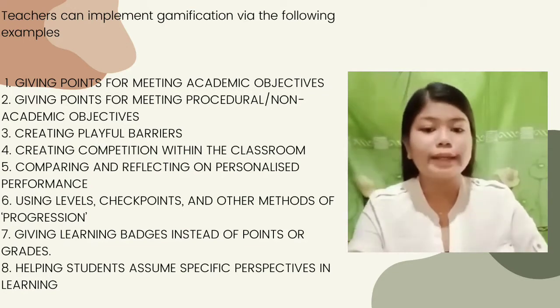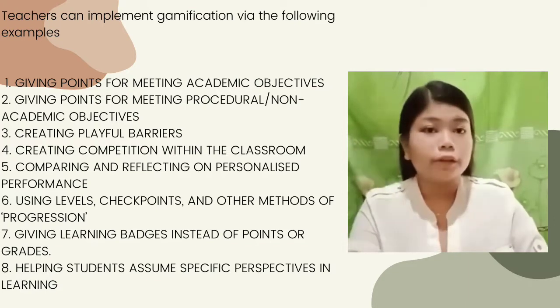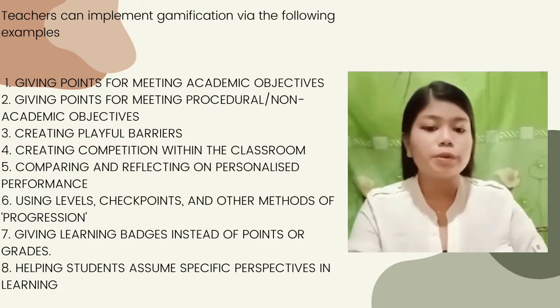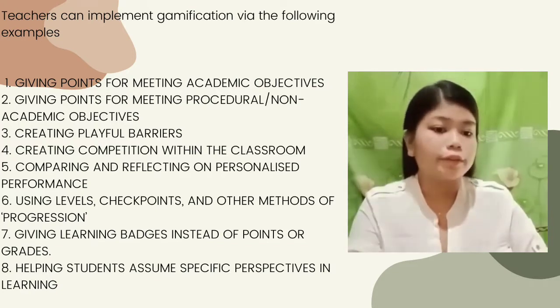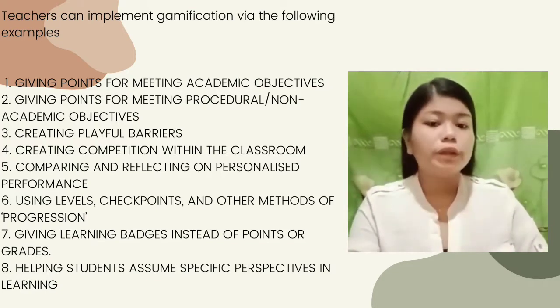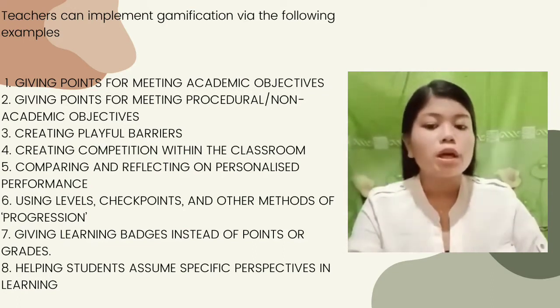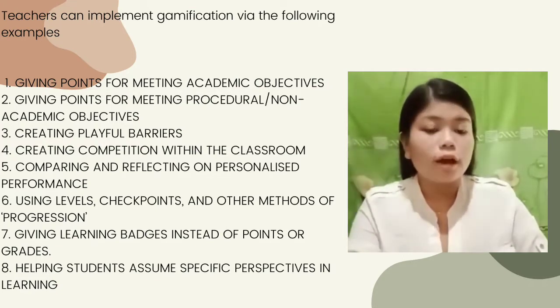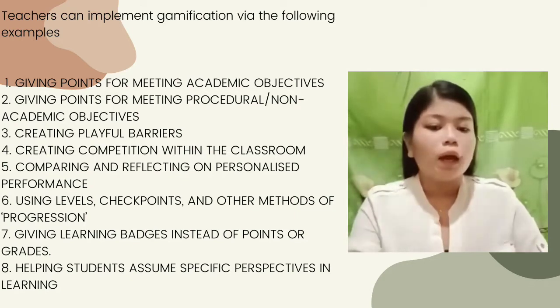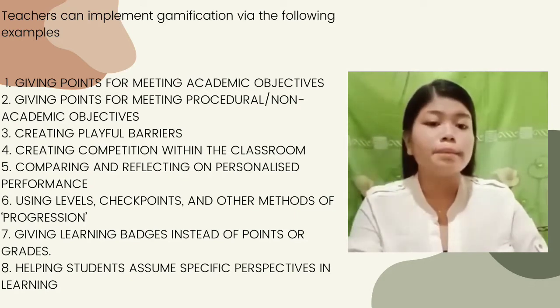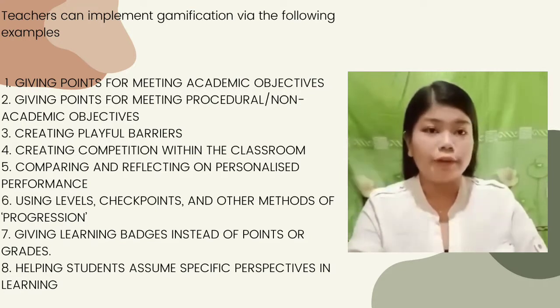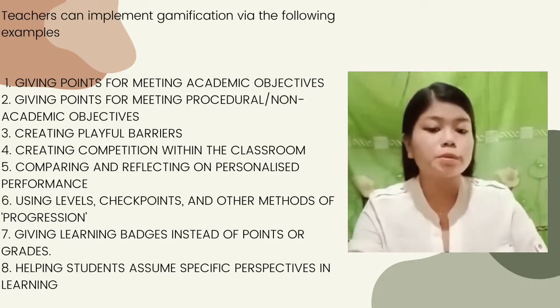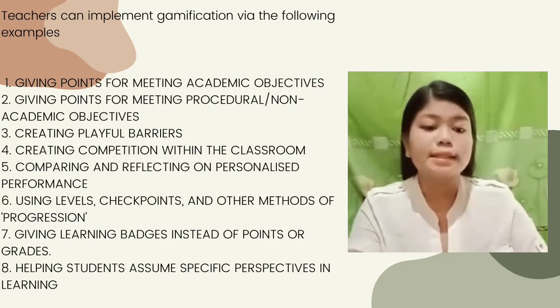So sixth is using levels, checkpoints, and other methods of progression. So teachers can use various checkpoints, levels, or other symbols of progression to give learners focus. So number 7 is giving learning badges instead of points. So sometimes something tangible and symbolic can mean more than giving points. So last is giving students an assumed specific perspective in learning. These elements of fantasy and role play are a big draw of video games.